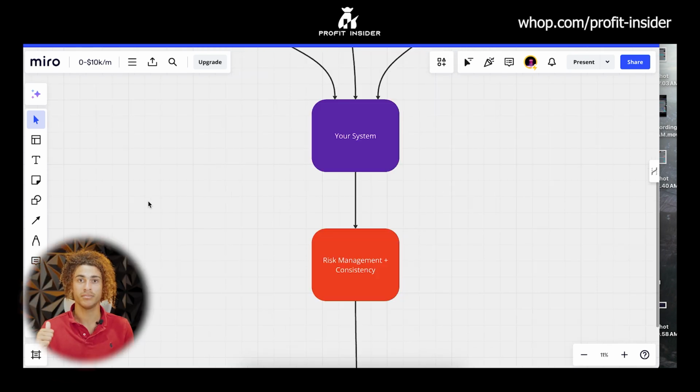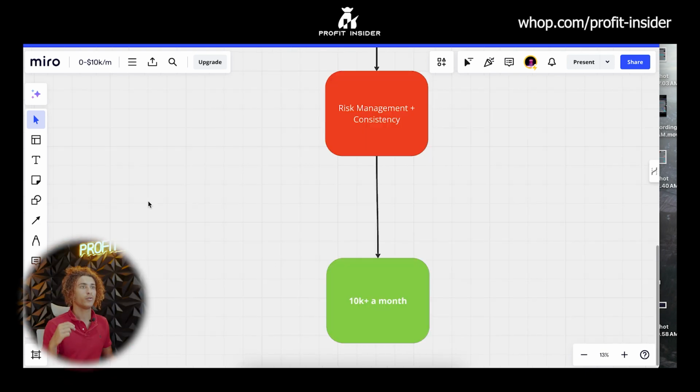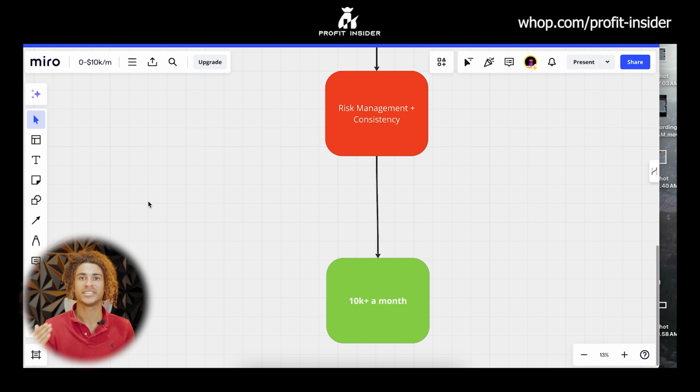Once you have a good system and you have good risk management, you just need to make sure that you're consistent. You need to make sure that every single day you're showing up and you're following through with your plan, with your strategy, and that you're following your rules. If you are able to manage your risk responsibly and do all these things, you are well on your way to making $10,000 or more a month as a trader.